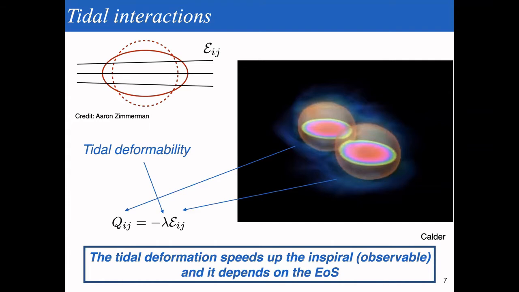So a large tidal deformability basically tells you that the neutron star is big. It has a big radius. So the equation of state, the pressure is not very high. So the pressure is high.